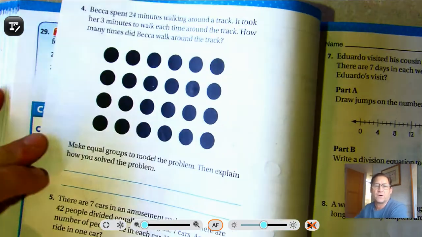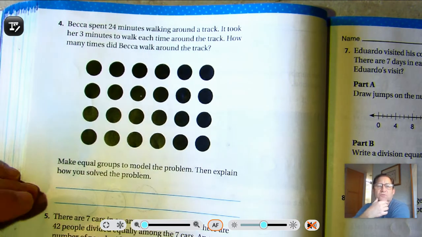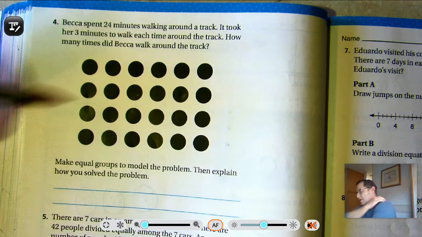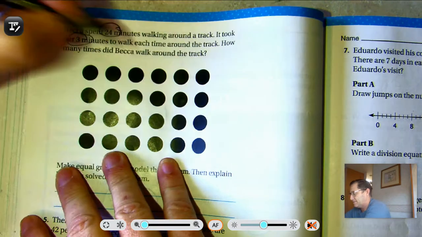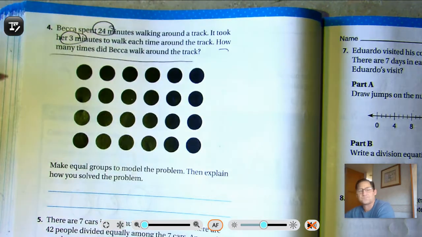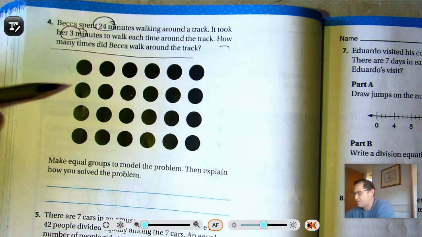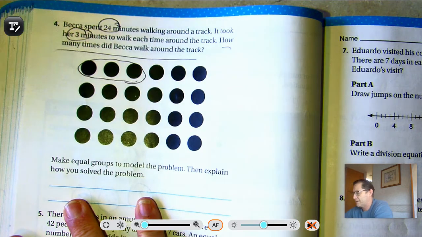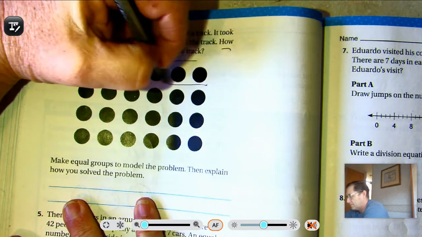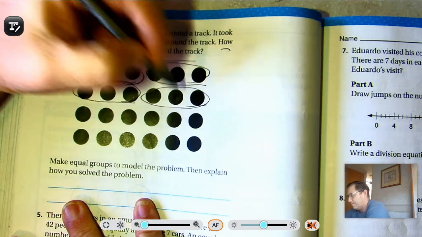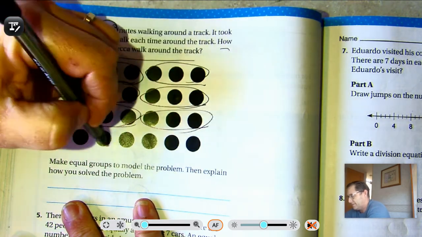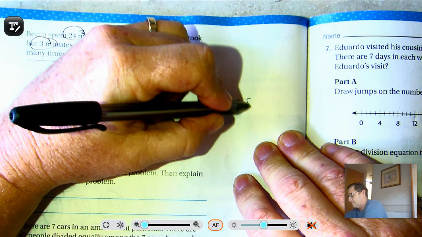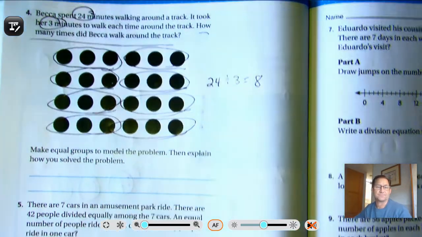Becca spent 24 minutes walking around a track. It took her 3 minutes to walk each time around the track. How many times did Becca walk around the track? So 24 minutes total, 3 minutes per lap. So you see 24 counters, and we're going to circle groups of 3. Okay, that would be 1 time around the track. 2, 3, 4, 5, 6, 7, 8. And 24 divided by 3 does equal 8.